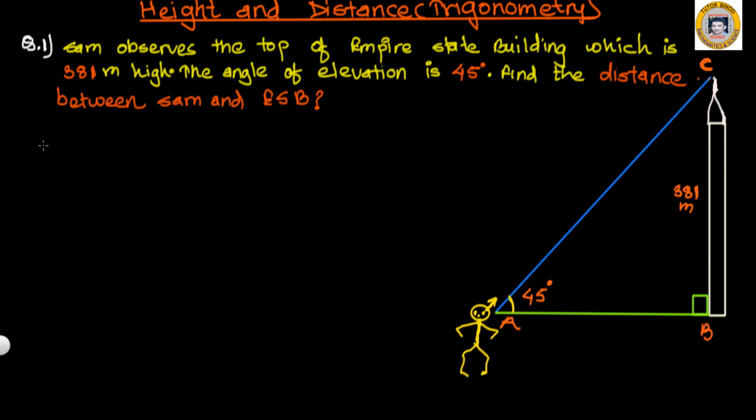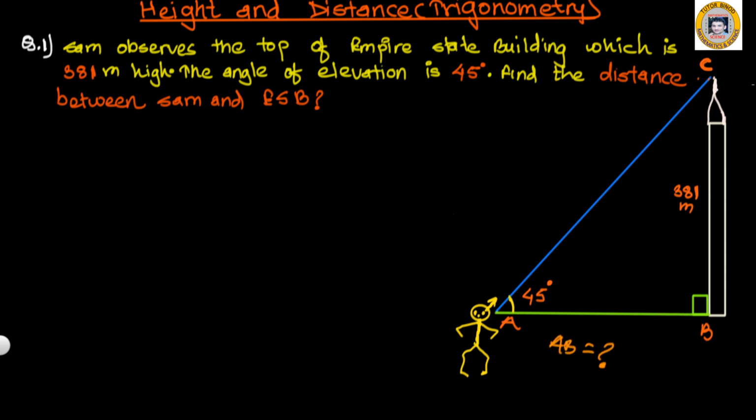In this question, Sam observes the top of Empire State Building, which is 381 meter high. The angle of elevation is 45 degree. Find the distance between Sam and the Empire State Building. So we are supposed to find AV. We are given the height of the Empire State Building.